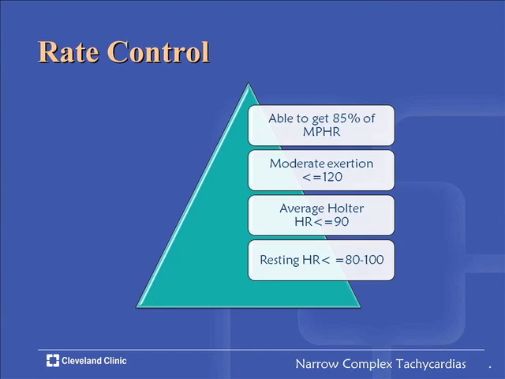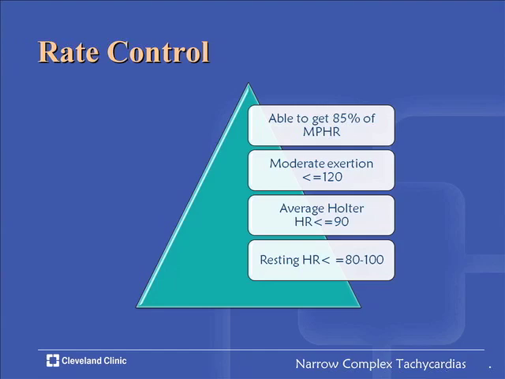You want to have a resting heart rate less than 80 to 100 beats per minute. With moderate activity, you want a heart rate less than 120 beats per minute. That's why my patients who have atrial fibrillation fast walk in the hall, back and forth, a couple times. You want to get a heart rate of 120. You want to get an average heart rate of less than 90 beats per minute.